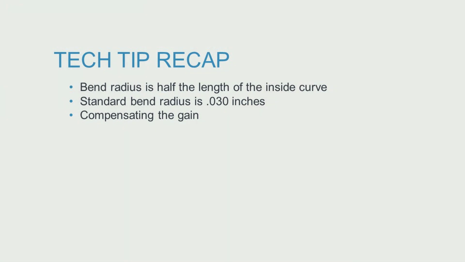So remember, the bend radius is half the length of the internal curve in your sheet metal that is created when forming a bend. The standard bend radius is 0.030. We will compensate for the gain that is caused by the forming process.